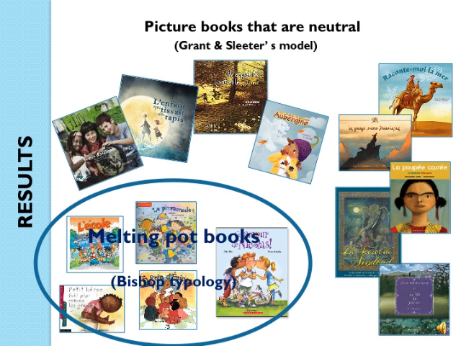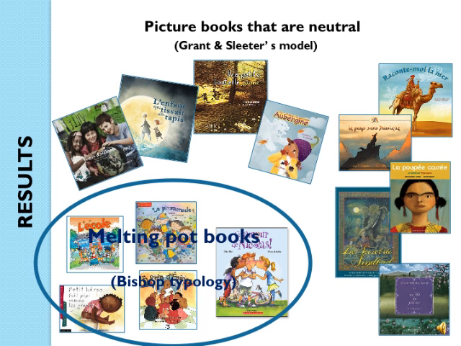According to Grant and Slater's model, 14 of our multicultural picture books were found to sustain neither the cultural pluralism nor the assimilation ideologies. We call them neutral picture books, since their characteristics did not correspond to any of the educational approaches suggested by Grant and Slater.